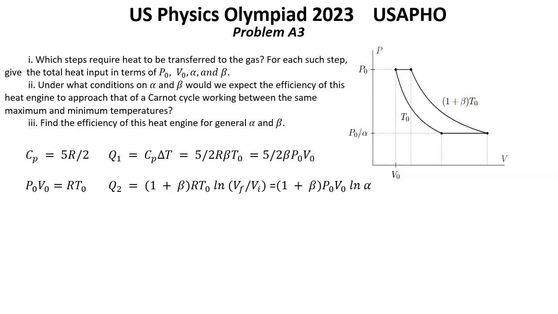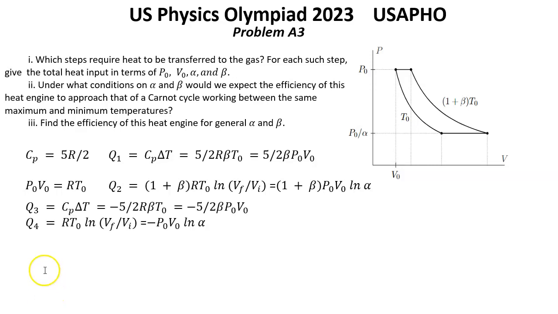With the same reasoning we can count what is Q3 and Q4. Q3 will be the same as Q1 but negative, because that's equal to Cp multiplied by delta T, and delta T is negative delta T from the first process. So it means that for Q3 we have negative 5/2 beta P0 V0. And finally Q4 equal work done over gas with the constant temperature, which is again RT0 logarithm Vf over V initial, but now they are reversed. So it means that the sign is negative here.